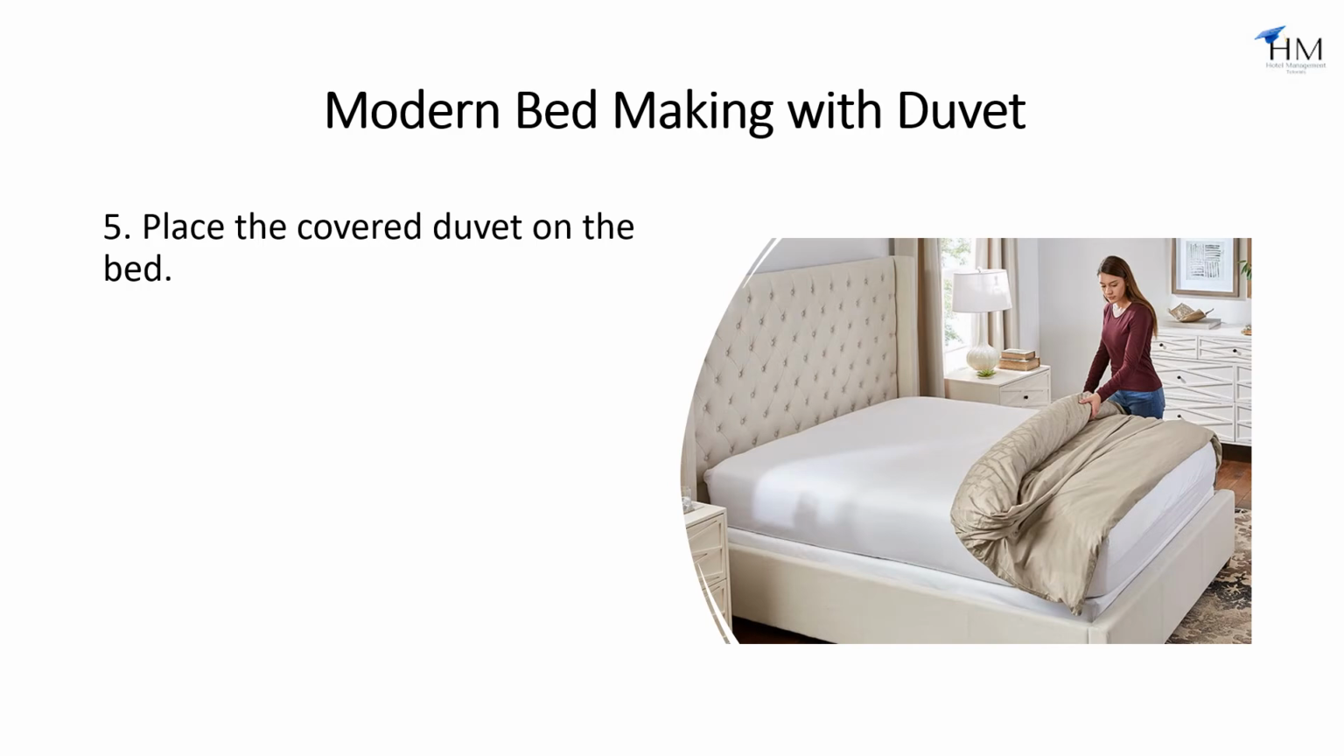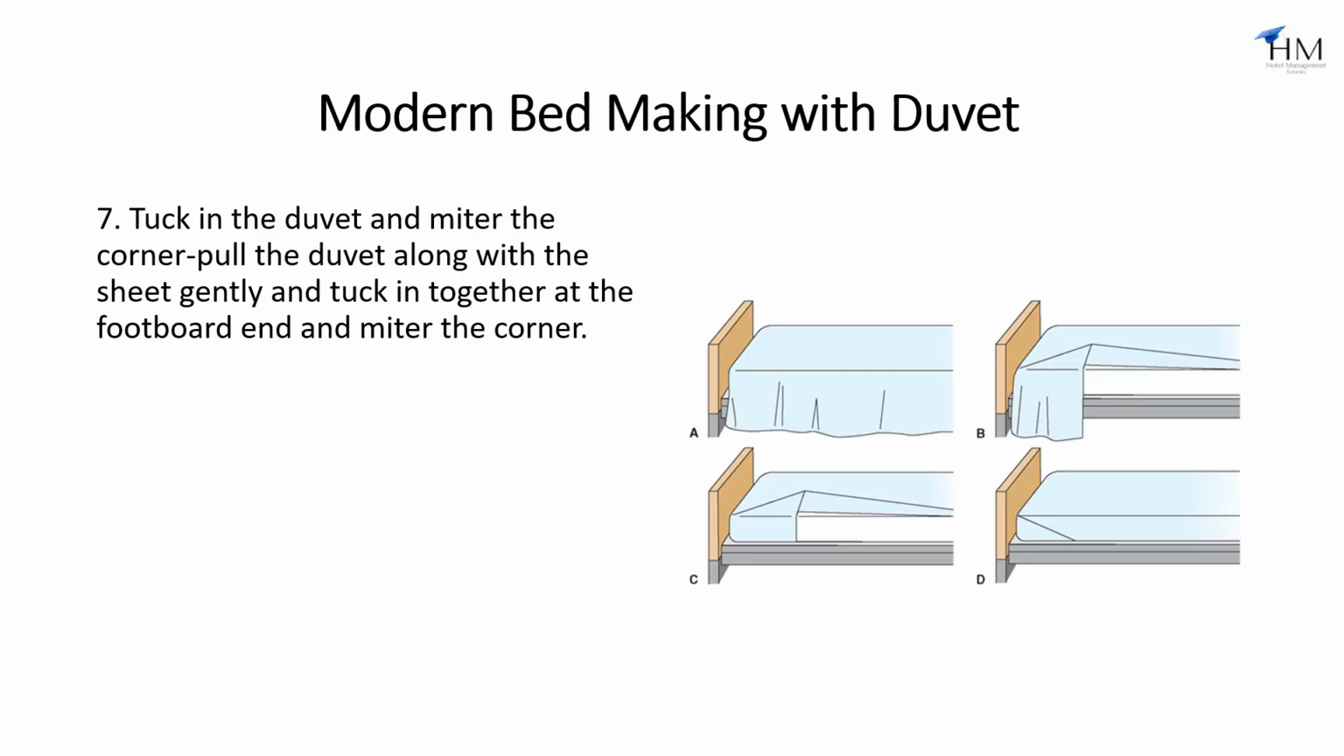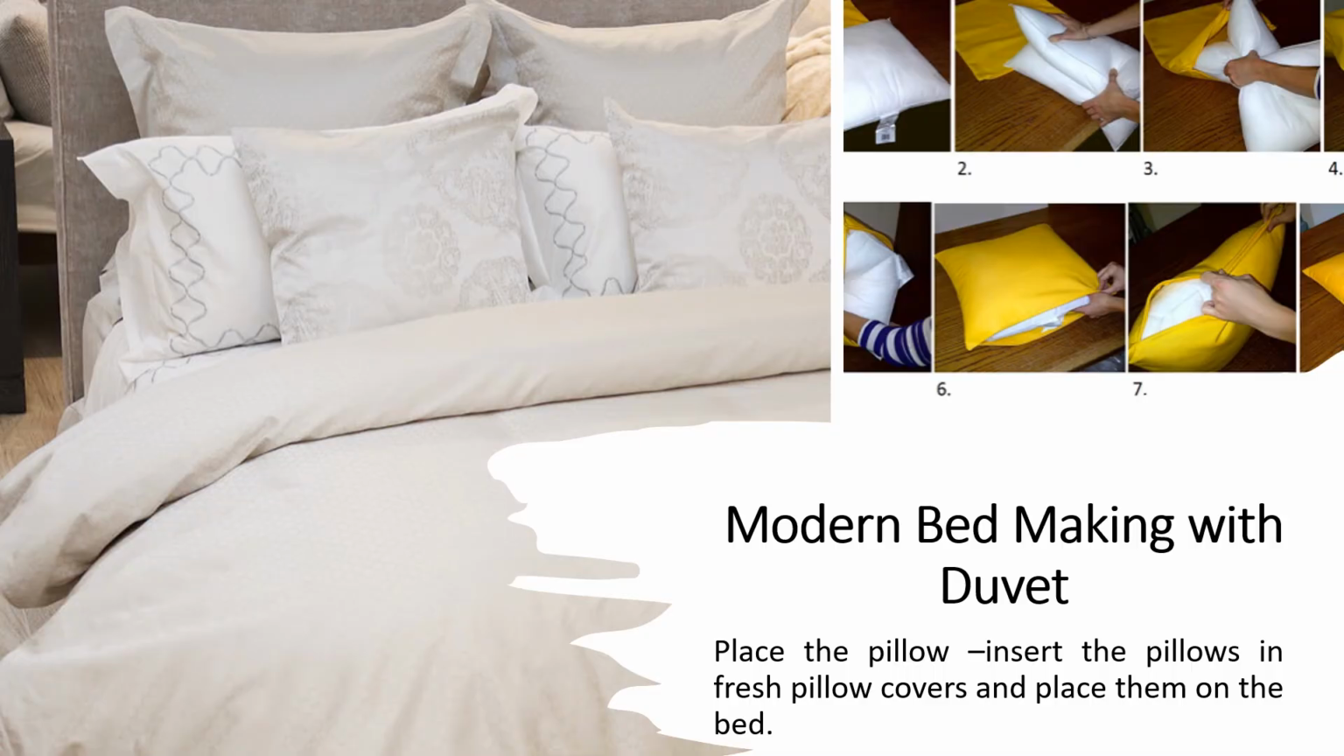In step 5, we will place the covered duvet on the bed. Step 6 involves folding back the duvet at the foot end of the bed, as shown in picture number 1, but some hotels leave the duvet untucked at one or both sides, as shown in picture number 2. The next step is to tuck in the duvet and mitre the corner. Pull the duvet along with the sheet gently and tuck in together at the footboard end and mitre the corner. The last step is to insert the pillows in the fresh pillow covers and place them on the bed.